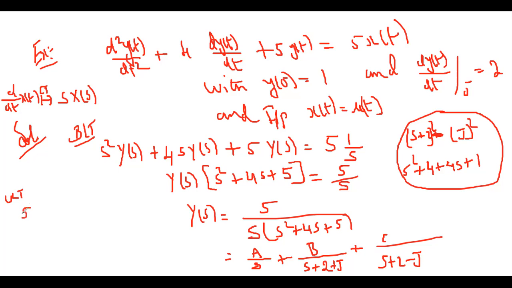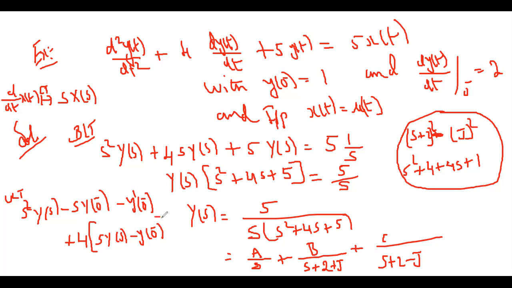dt square? s square Y of s minus s into y of 0 minus, minus y dash of 0 minus. So y dash means nothing but dy of t by dt. Plus 4 into d by dt. What is d by dt? s into Y of s minus y of 0 minus, plus 5 into Y of s.